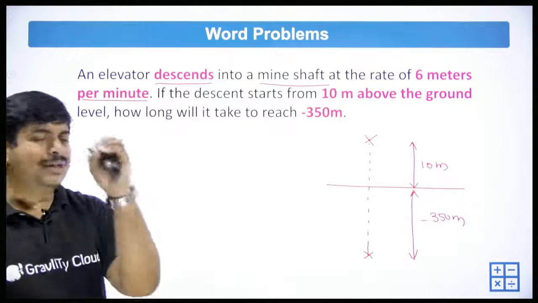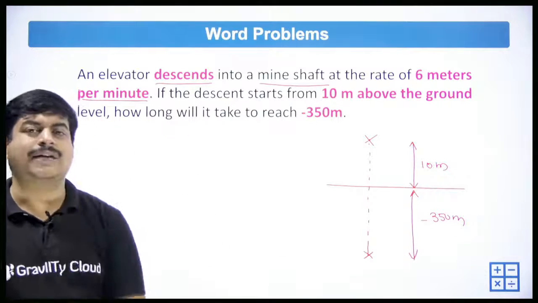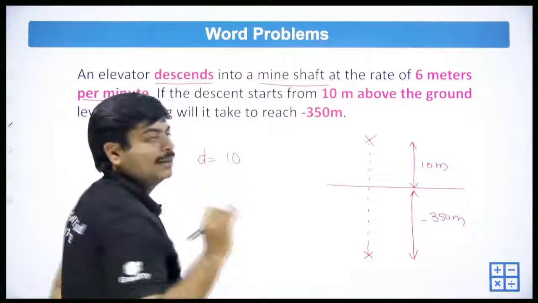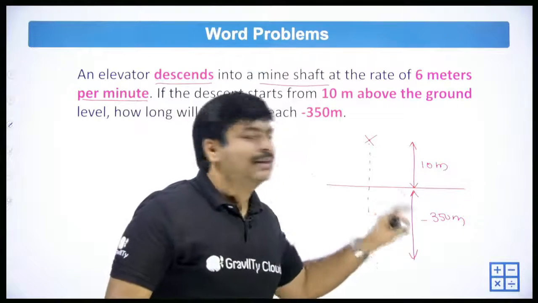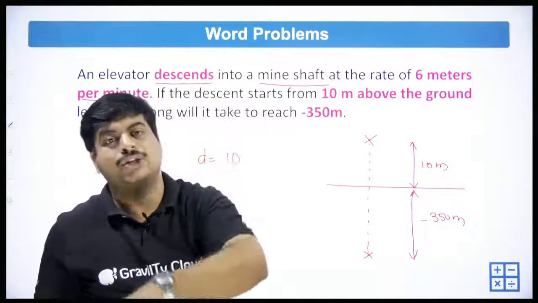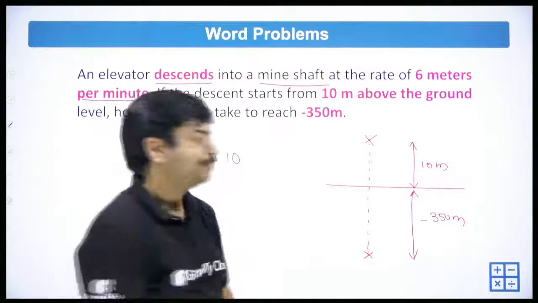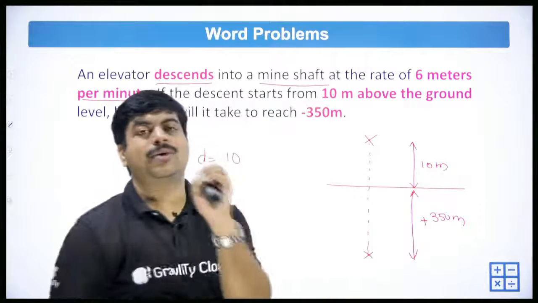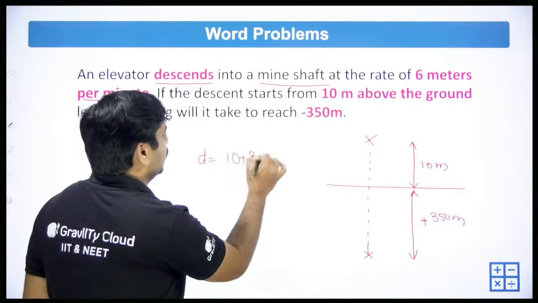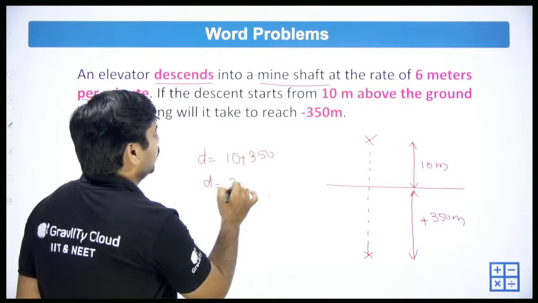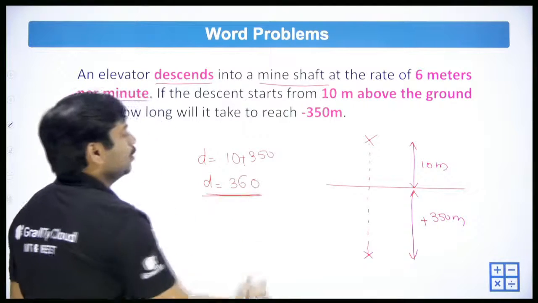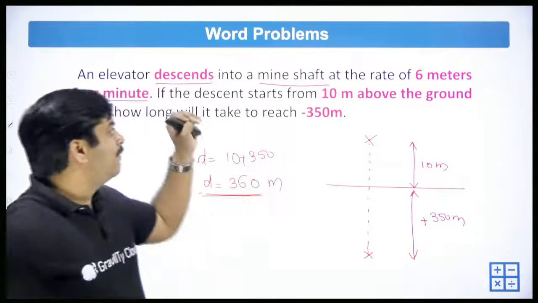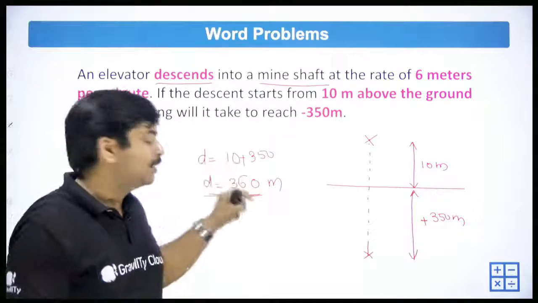Now tell me, what is the total length it is moving? What is the total distance it is covering? The total distance is 10 meters above, and although it is minus 350, negative means reverse direction, so the distance is 350 meters only. It is plus 350 meters. The distance is always positive. So distance is equal to 10 plus 350, that will give you 360. So now the total distance traveled by the elevator is 360 meters.